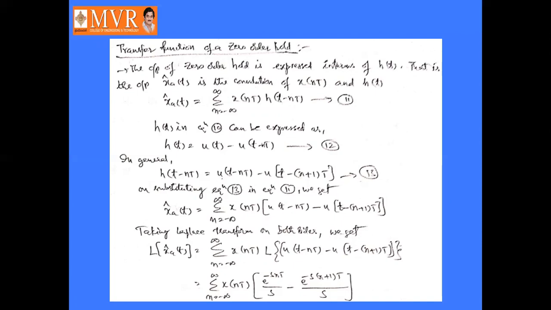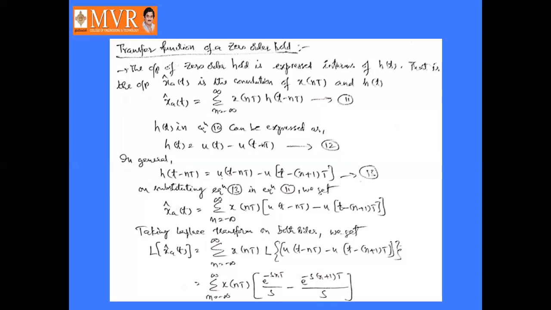So xa of t is equal to the sum over n from minus infinity to infinity of x of nT into h of t minus nT. h of t in equation 10 can be expressed as h of t equal to u of t minus u of t minus T, that is equation number 12. In general, h of t minus nT is u of t minus nT minus u of t minus (n+1)T. Substituting equation 13 in equation 11, we get xa of t equal to the sum over n from minus infinity to infinity of x of nT into u of t minus nT minus u of t minus (n+1)T.